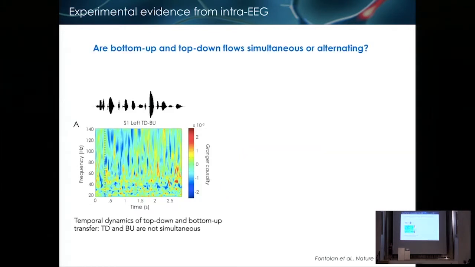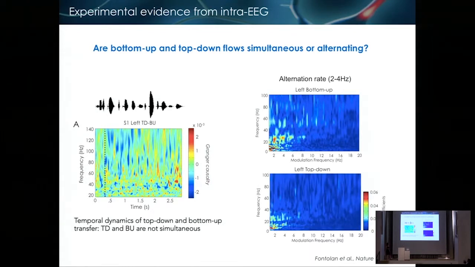Another interesting and, I find, super important result that we got was to find out whether this upgoing gamma, downgoing beta was simultaneous, or whether it was an alternation of bottom-up and top-down. And looking at this kind of plot, it seems obvious that it's actually alternating. And we did some more analysis, and we found an alternation rate sort of in the theta range.